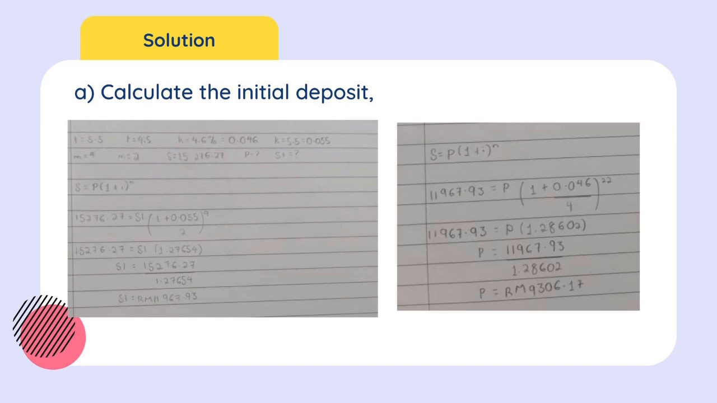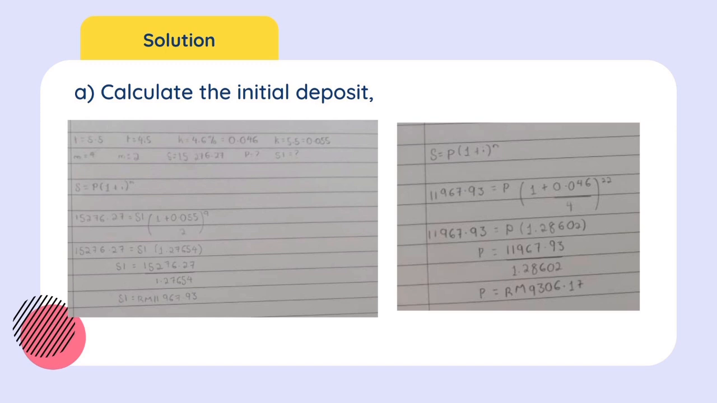So here we are going to find P and S1. We are using the formula S = P(1 + i)^n. Putting it into the formula, we already have S, which is 15276.27 = S1(1 + 0.055/2)^9. How do we get the 9? It is 2 multiplied by 4.5, so we get 9. So we get 15276.27 = S1(1.27654). Moving the factor to the other side, S1 = 15276.27 divided by 1.27654.